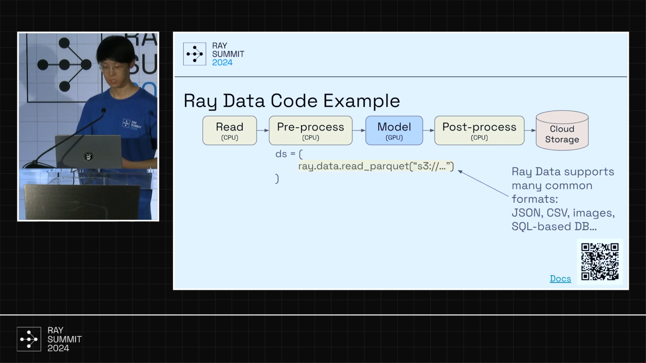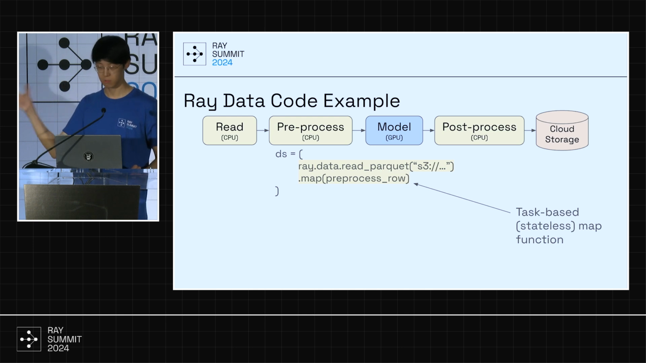And just to give a quick example of how you might implement this, you'll start off with one of the many read methods that Ray Data provides. We're very flexible in the data input and output formats. We support very common formats like JSON, CSV, images, videos, as well as SQL-based databases and much more. You can check out more in our docs.